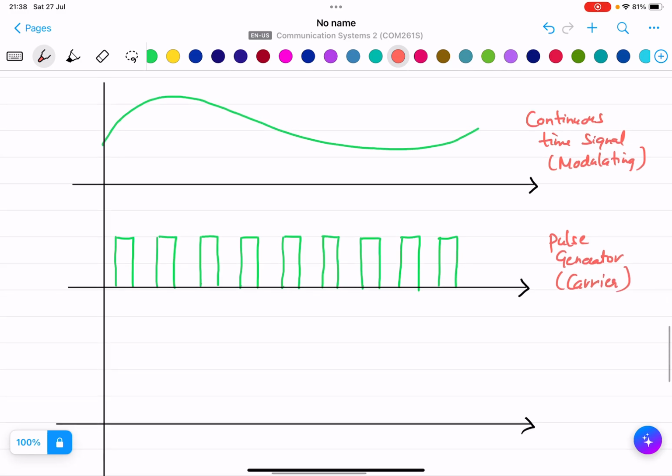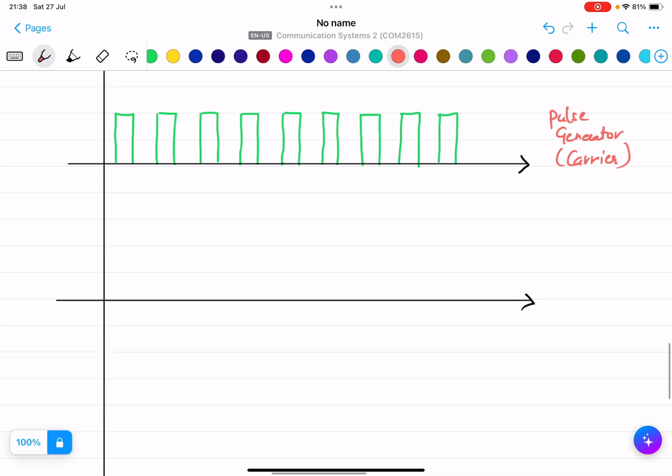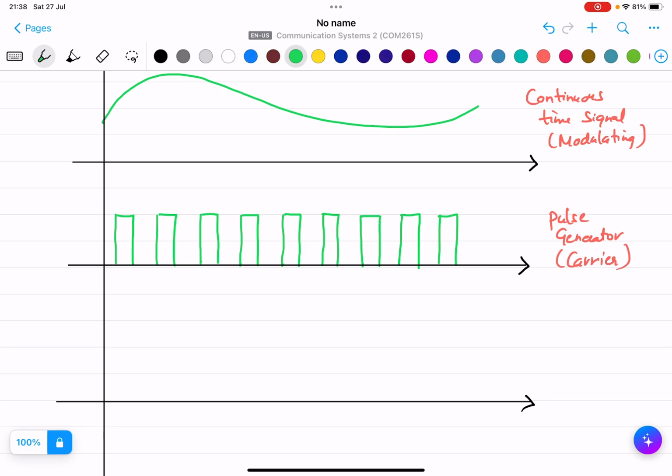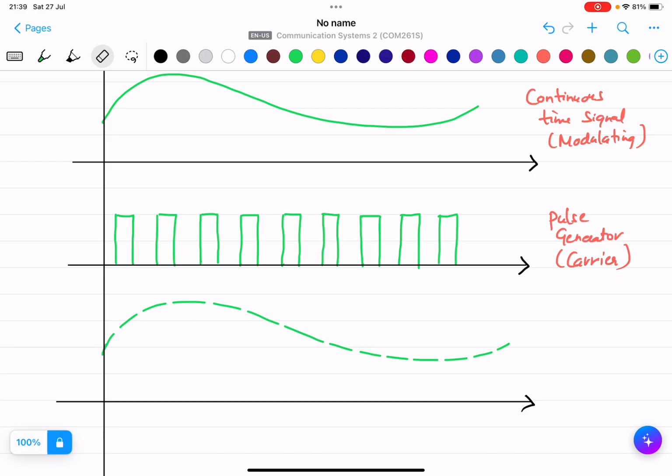After the carrier signal, what is there? The PAM output. We are getting the PAM output. It's just the same signal, but I will make it dotted, because we need to make the PAM. So how to make this PAM? I will just do it like this. So this is my PAM signal.